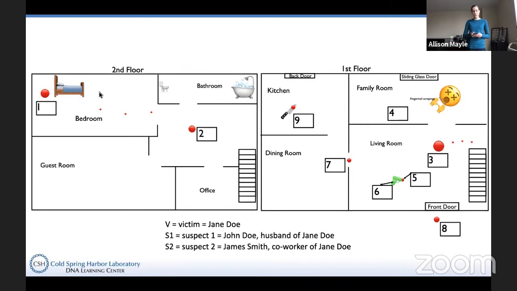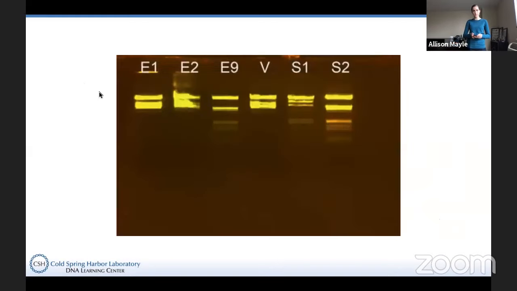Okay, so let's look at our first gel. And this picture got a little bit overexposed, but you can see I have from evidence 1, evidence 2, and evidence 9. And then our victim, suspect 1, and suspect 2 are run on this gel. So because this one's a little bit overexposed, it's a little bit hard to see that evidence 1 and evidence 2 look the same, but I'll tell you that they are the same.